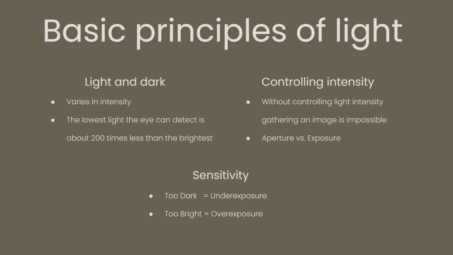Controlling the intensity, you have to control the light intensity to gather an image in the first place. And photographers will do this by using aperture versus exposure. Also ISO, but that's something that doesn't really apply to VR because we don't have that yet. And then sensitivity in general is it too dark or is it too bright? And like we were talking about earlier, that is the underexposure versus overexposure.